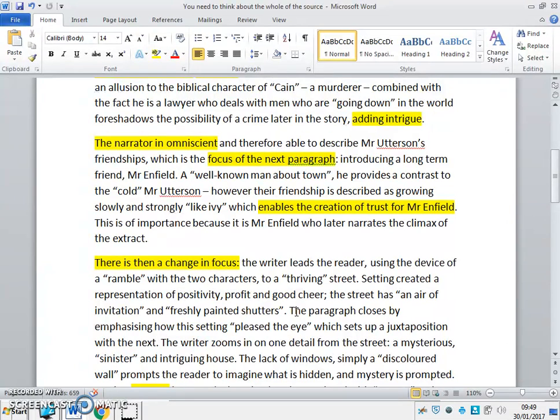Introducing a long-term friend, Mr. Enfield, a well-known man about town, he provides a contrast to the cold Mr. Utterson. Contrast is just a useful word whenever there's two different things. However, their friendship is described as growing slowly and strongly like ivy, which enables the creation of trust for Mr. Enfield. Now, the reason I've highlighted this is I've nominalised it to make it sound more formal. I could have said creates trust in Mr. Enfield, but I've put enables the creation of trust. This is of importance because it is Mr. Enfield who later narrates the climax of the extract. So I'm showing that I'm referring to the whole thing and why it's important that we know we can trust Mr. Enfield.